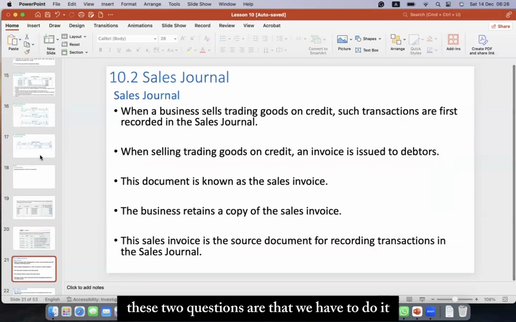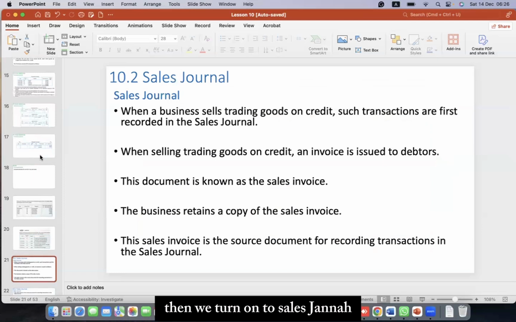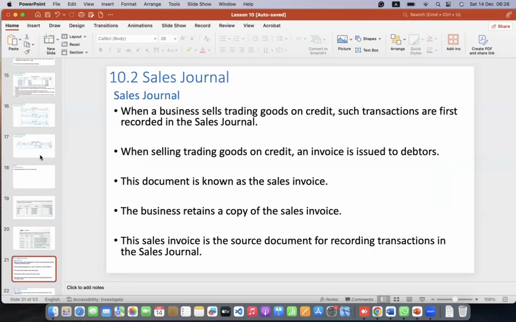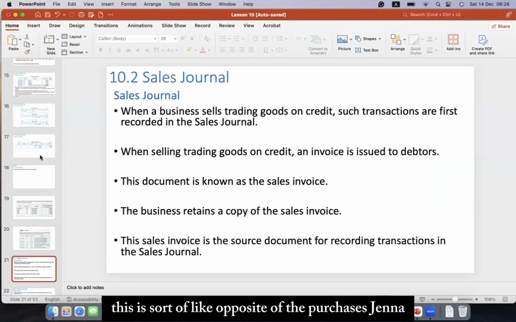These two questions are there, we have to do it. Then we turn on to sales journal. Okay. So what is sales journal? This is sort of like the opposite of the purchases journal.